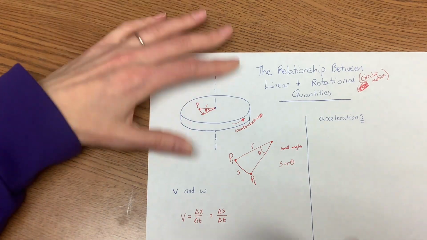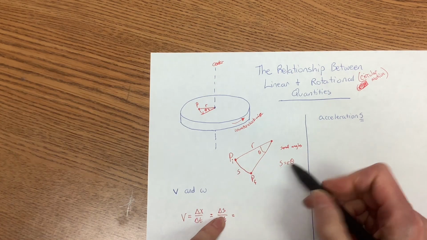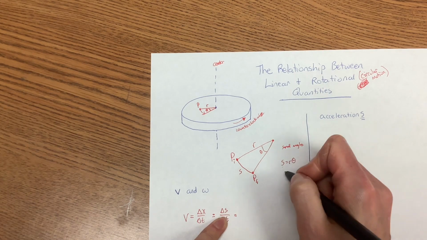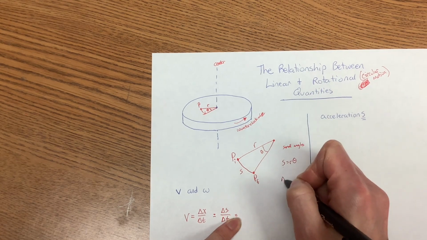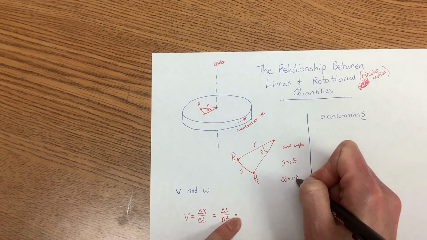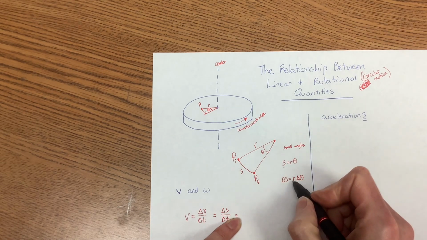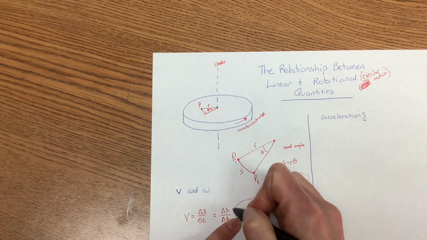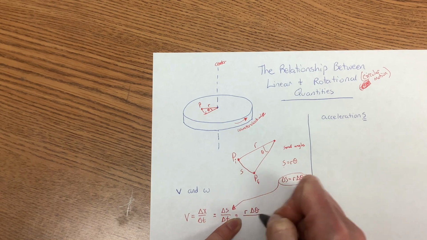They're making noise. And hopefully you can see that if it moves some delta S, and R isn't changing because it's a solid object, then what's going to be changing is that delta theta. So I'm going to put this in here, and so this is going to become R delta theta over delta t.